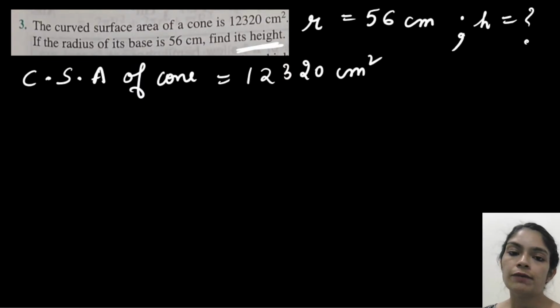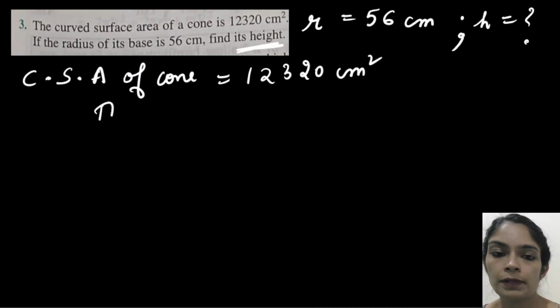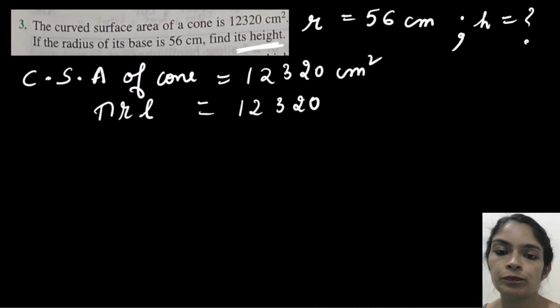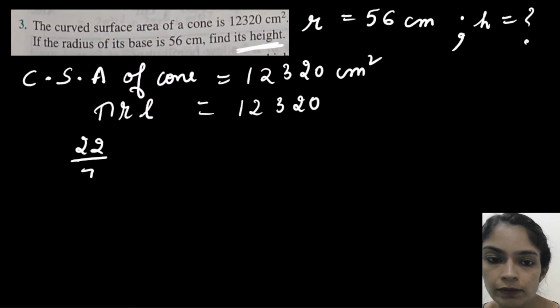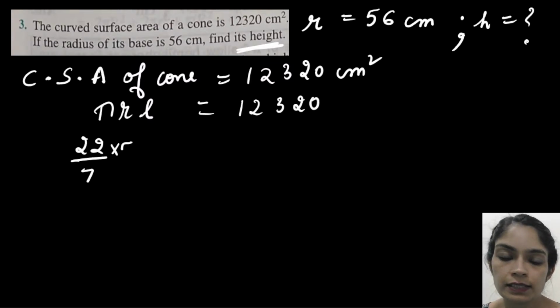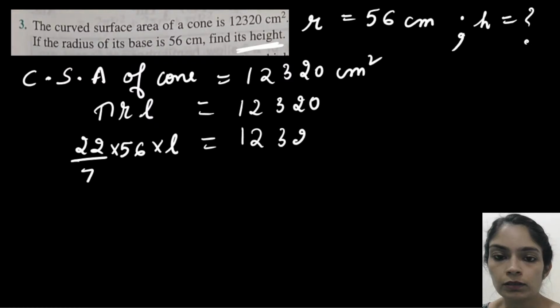Let's find height. Whatever is given to us, from there itself we have to start. Here you can see curved surface area is given to us. So when the value is given, we can write its formula. Formula is pi RL. So pi RL is equal to 12,320. I just wrote the formula because I know the value of pi and I know the value of R, so we can find the value of L. So let's substitute. Pi's value is 22 by 7. R's value is 56 centimeter into L, which is equal to 12,320.